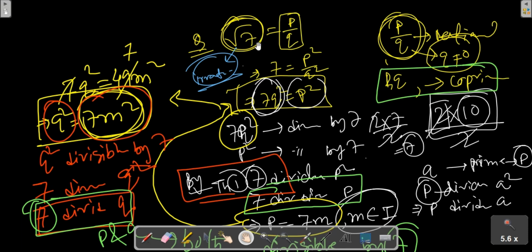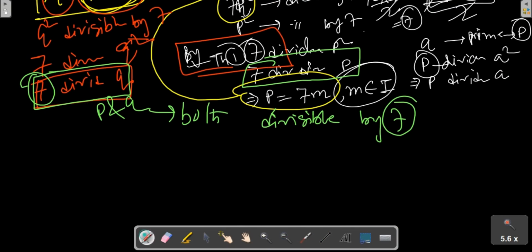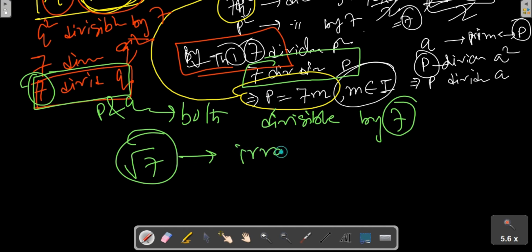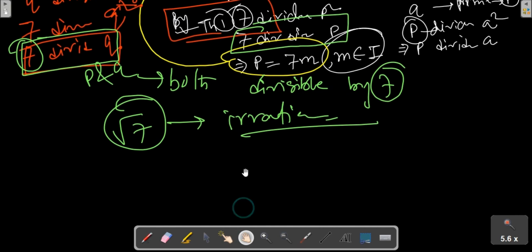So our assumption was wrong, that we assumed root 7 is a rational number, and that's why root 7 could be expressed as p by q. So our assumption was wrong. So root 7 is not rational, it's an irrational number. I hope all of you have understood. Acha, so this is one type.